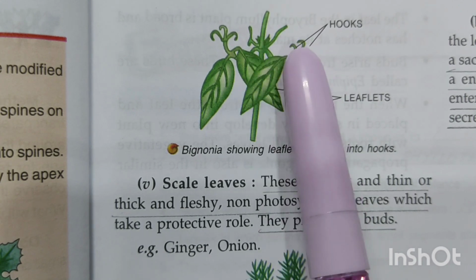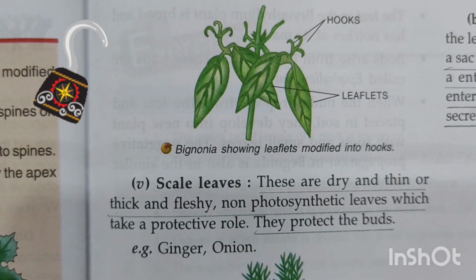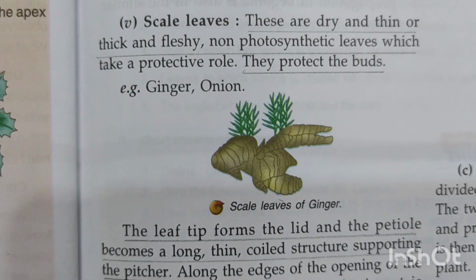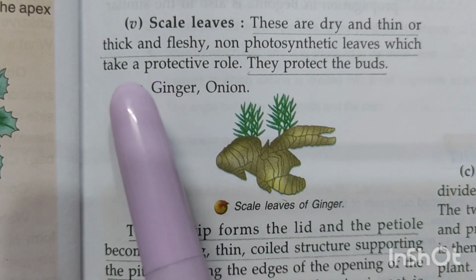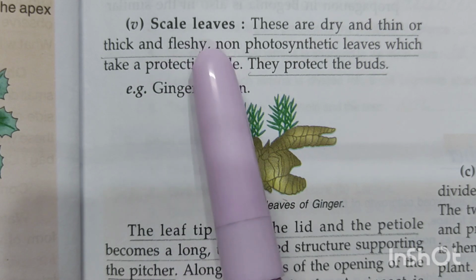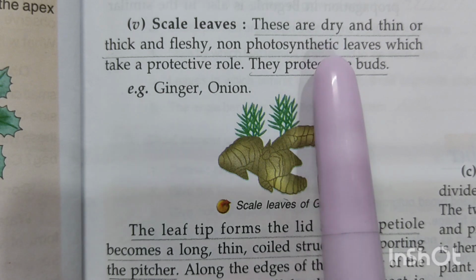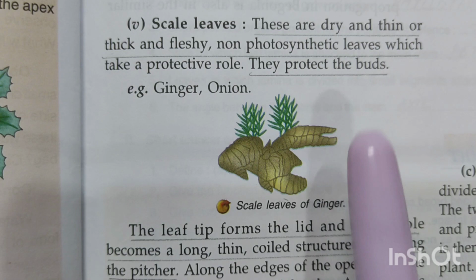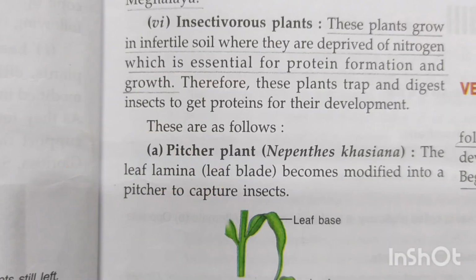It looks like the claws of an animal, and this helps the plant in climbing up on a support. Next we come to the scale leaves. These are dry, thin, or they may be even thick or fleshy. When they store food in them, they can be thick and fleshy also. Non-photosynthetic, they will not help in photosynthesis. They protect the bud. And you have seen the scale leaves on ginger.